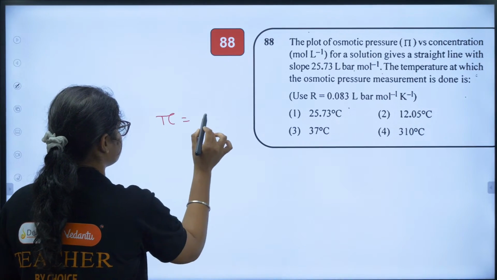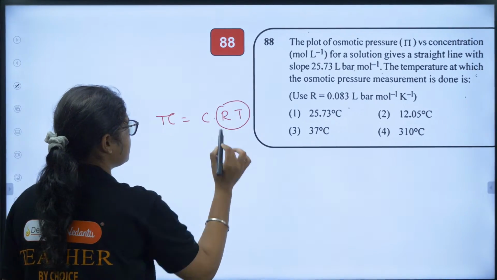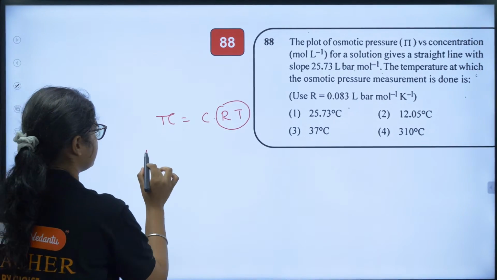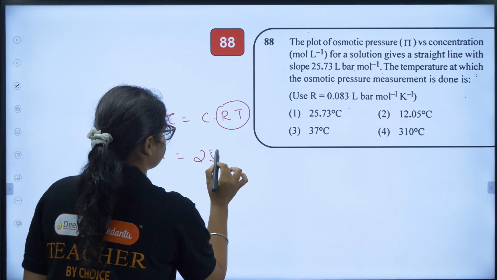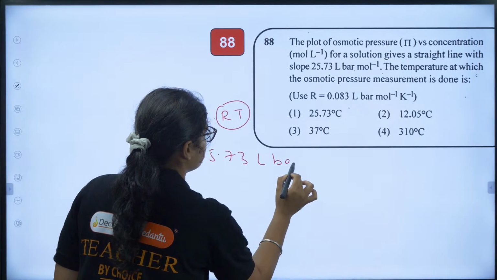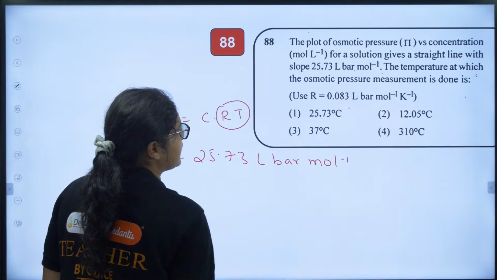So we know PV is equal to nRT. So the RT value is the slope here. So what is the slope given to you? RT is equal to 25.73 liter bar mole inverse. So you just have to calculate the temperature.